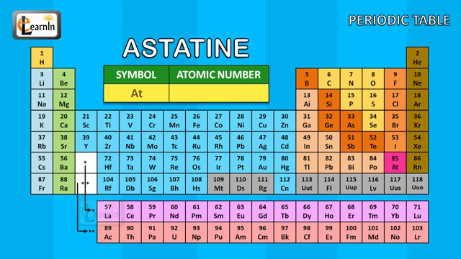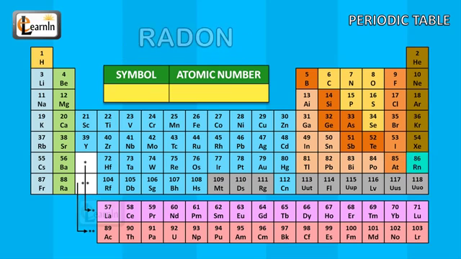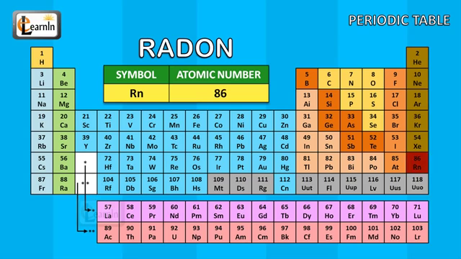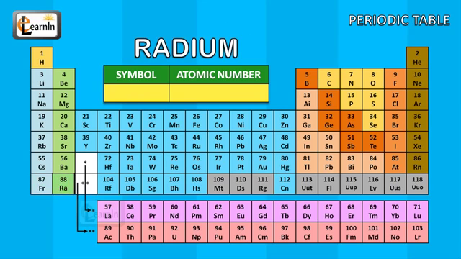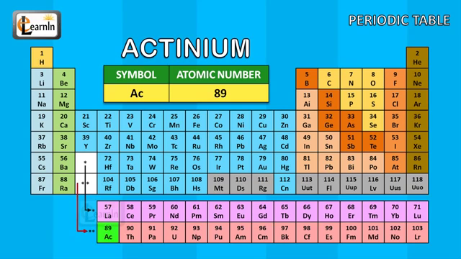The element astatine is represented as At and has an atomic number of 85. The element radon is represented as Rn and has an atomic number of 86. The element francium is represented as Fr and has an atomic number of 87. The element radium is represented as Ra and has an atomic number of 88. The element actinium is represented as Ac and has an atomic number of 89.